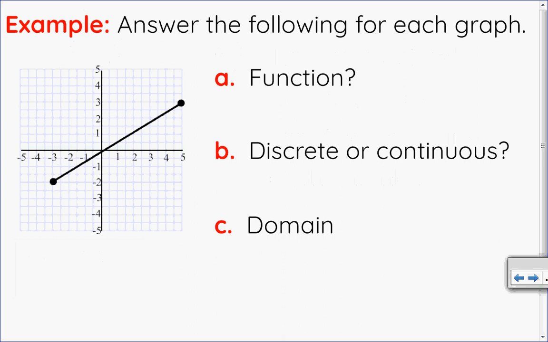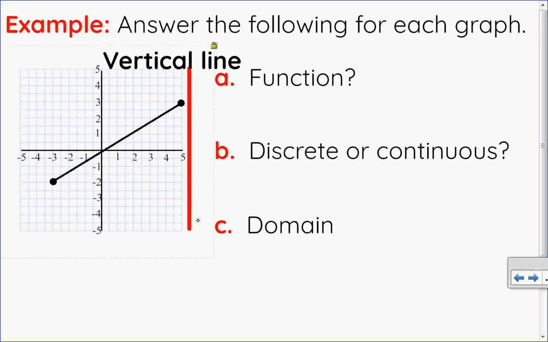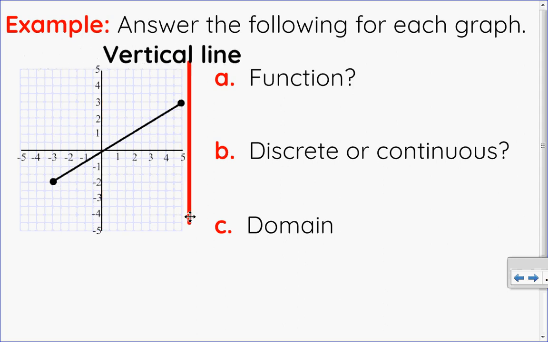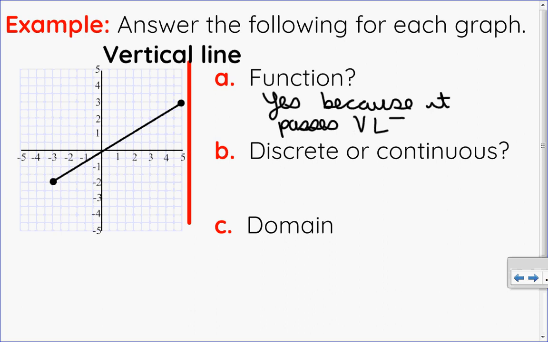Let's end with a question that puts it all together. In this question I have several parts. The first one: is this graph representative of a function? I'm going to take a vertical line and slide it along here and see if it only touches one time. I can see it is only touching one time. So yes, it is a function because it passes the vertical line test.